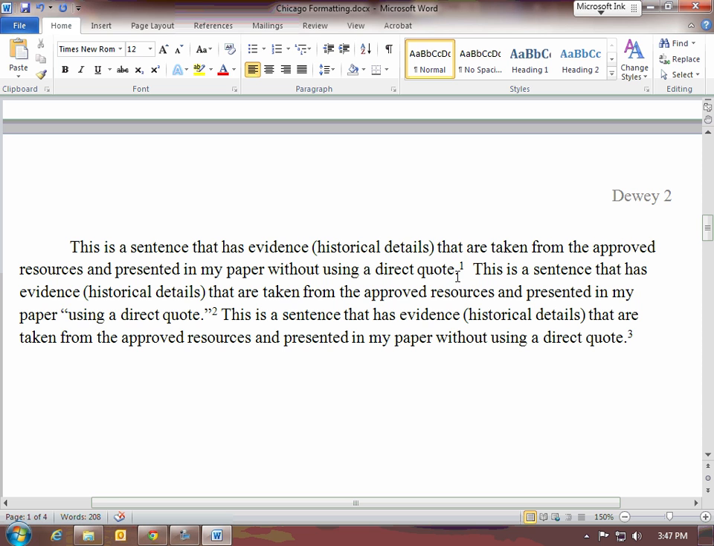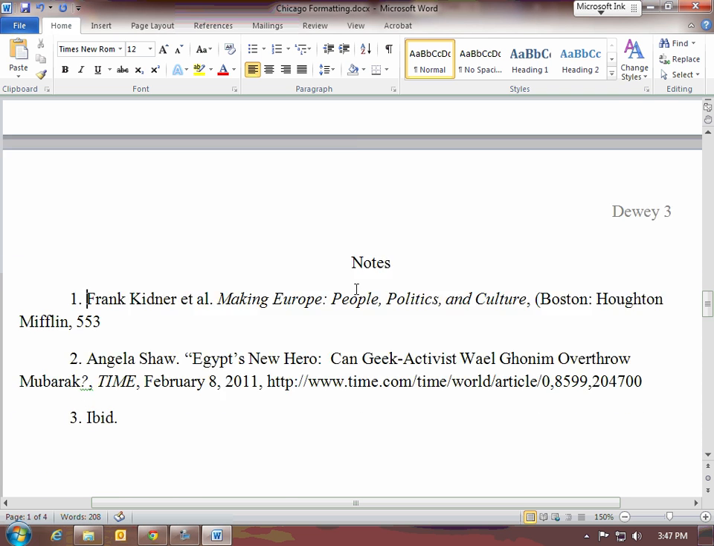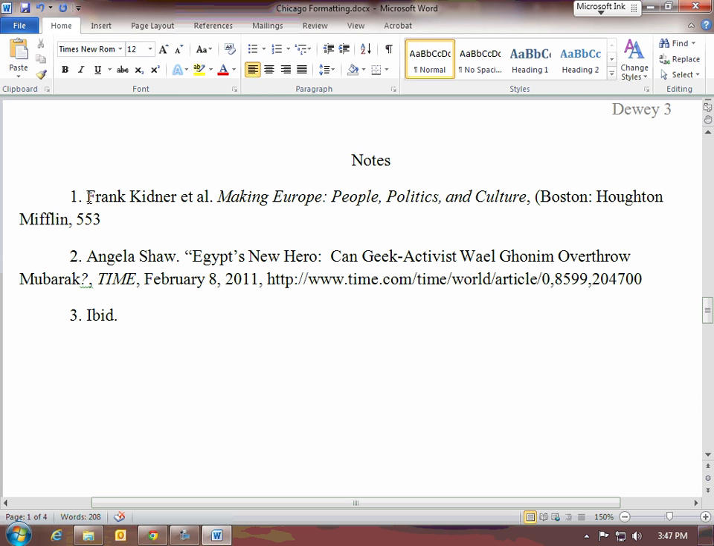Since the subscript numerals don't have any clarifying information, we need to tell the reader what resource was used for the historical details in this sentence. So subscript number 1 is identifying on the notes page that the resource was Frank Kidner's Making Europe textbook. That's your history textbook. And that the data, historical detail, and evidence used in that sentence came from page 553.